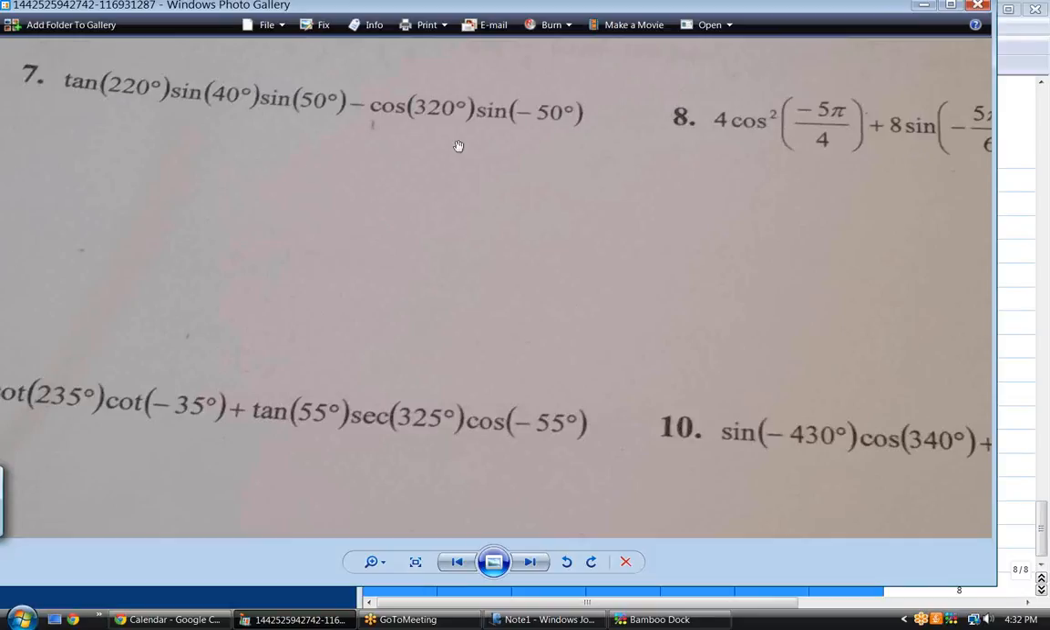I hope you have the idea. It's just a combination of cofunctions, odd even functions, and your trig identities. And eventually you find the right substitutions for these. It's a bit of a puzzle, but it's kind of a fun little game to do.